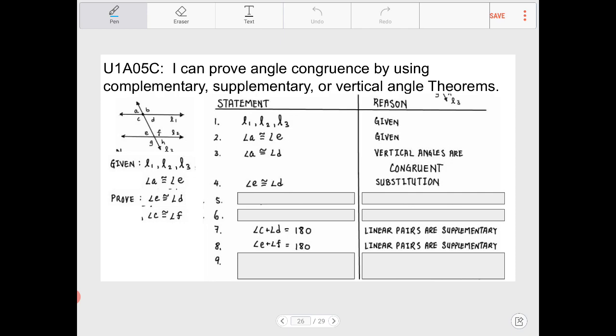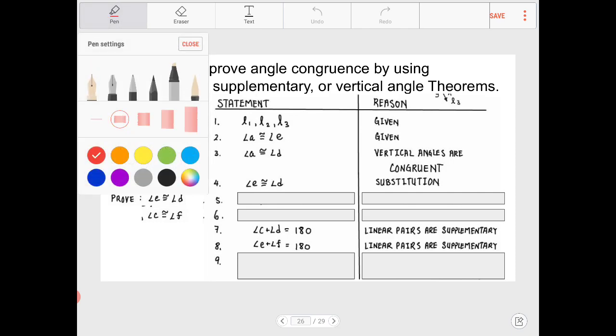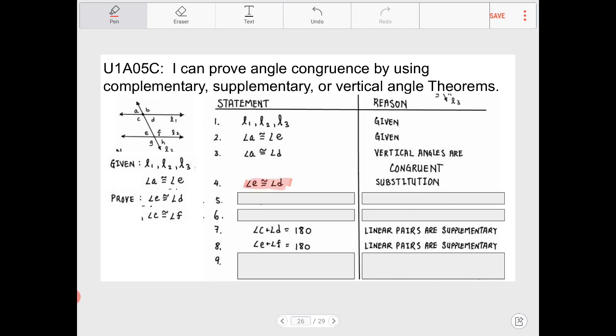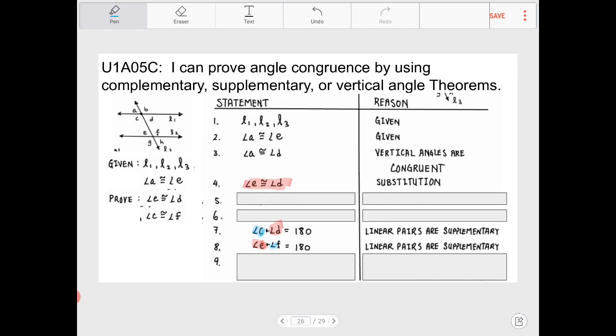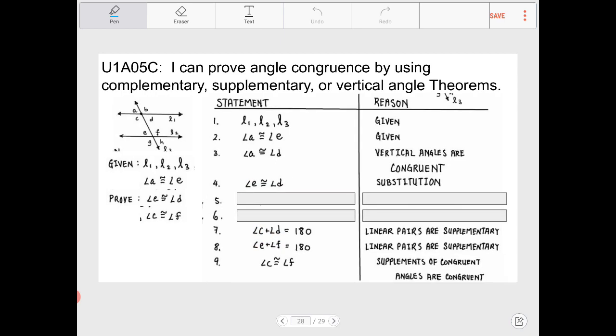Since we know from line 4 that those two angles are congruent, so E and D are congruent, angle C and angle F, therefore, must be congruent as well. Why again? Because if E and D are the same, we can then say C and F are going to be congruent because supplements of congruent angles are congruent.